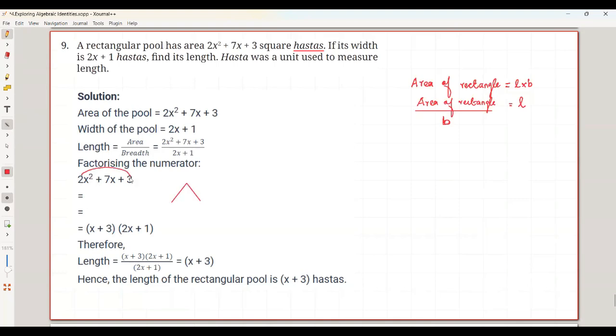Okay, so 2 3s are 6. The sum of two numbers I have to get as 7. So I can take 2 and 3, or 3 and 2. The product we should get is 6 and the sum I have to get is 7. So 1 6s are 6, and 1 plus 6 is 7.